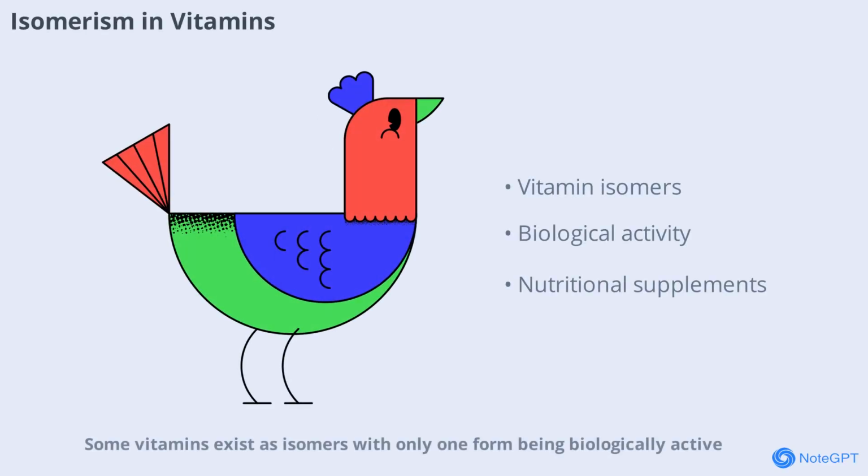Some vitamins exist as isomers, with only one form being biologically active. For example, vitamin A has several isomers, but only retinol is essential for vision and health. The other isomers may have different or no biological activity. This specificity underscores the importance of isomerism in nutrition and the design of dietary supplements, ensuring that we get the right form of each vitamin.